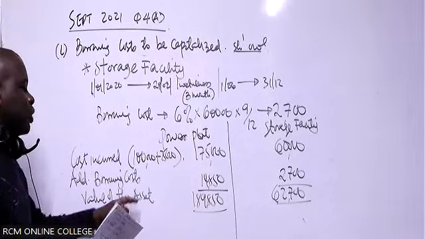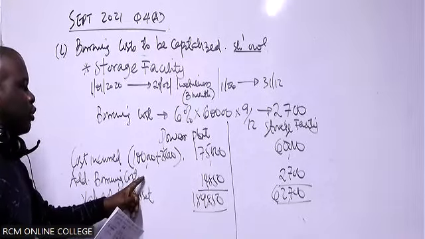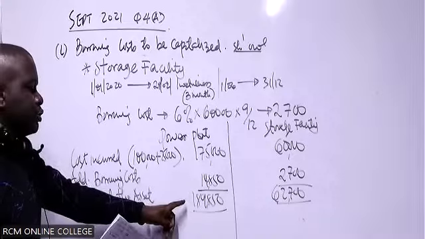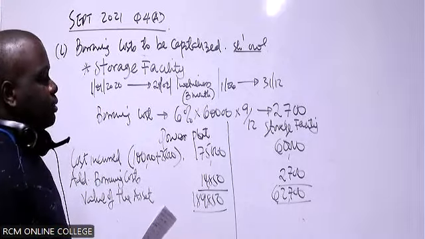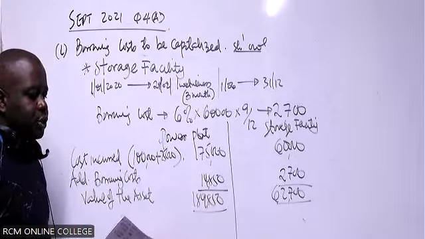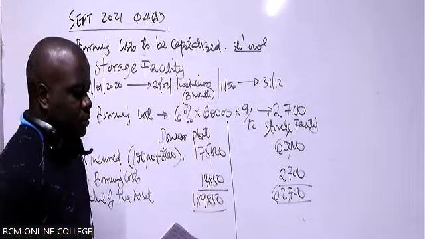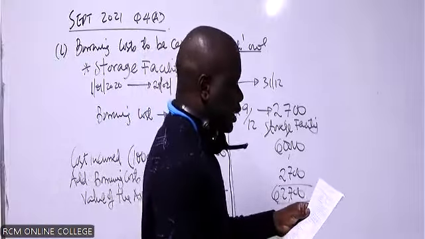This is what we mean by having to capitalize the borrowing cost. So this value of the asset, you'll add on the borrowing cost. You'll take to the statement of financial position this figure, not this one alone, this one. We'll take that one to the statement of financial position. So that's how you could have dealt with that one.